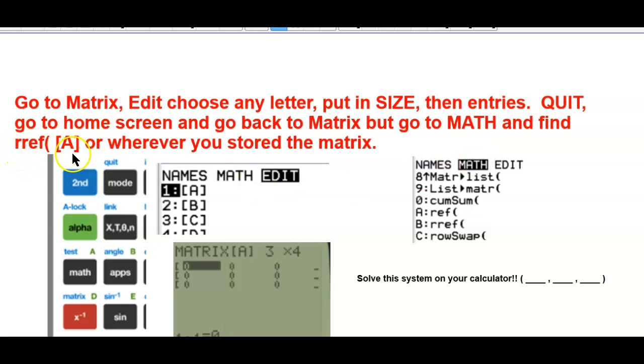And then you find RREF, which is faster if you actually go, I believe, up than down, but you'll find RREF, or it's the B. Then you're going to put the name of the matrix in here. But if you're using the alpha, it's B. And then the name of the matrix, wherever you stored your 3x4 matrix. I usually just use A, matrix A. Okay.